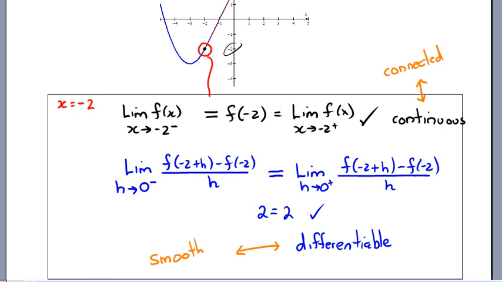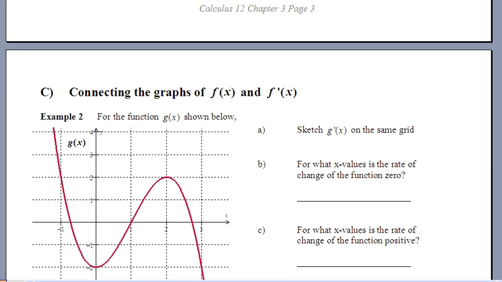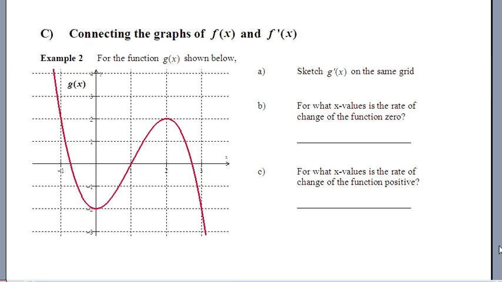Okay, well, let's continue on with this idea of looking at these derivatives, these things that are the slope of the graph. I'm going to start doing some sketching here. Okay, so we're over the page into part C. And we're going to check out this function g of x shown below, and part A says, can you sketch the derivative right on the same graph? Now, to accomplish that task of sketching the derivative right on the same piece of graph paper, geez, it might be helpful to look ahead to part B. For what x values is the rate of change 0?